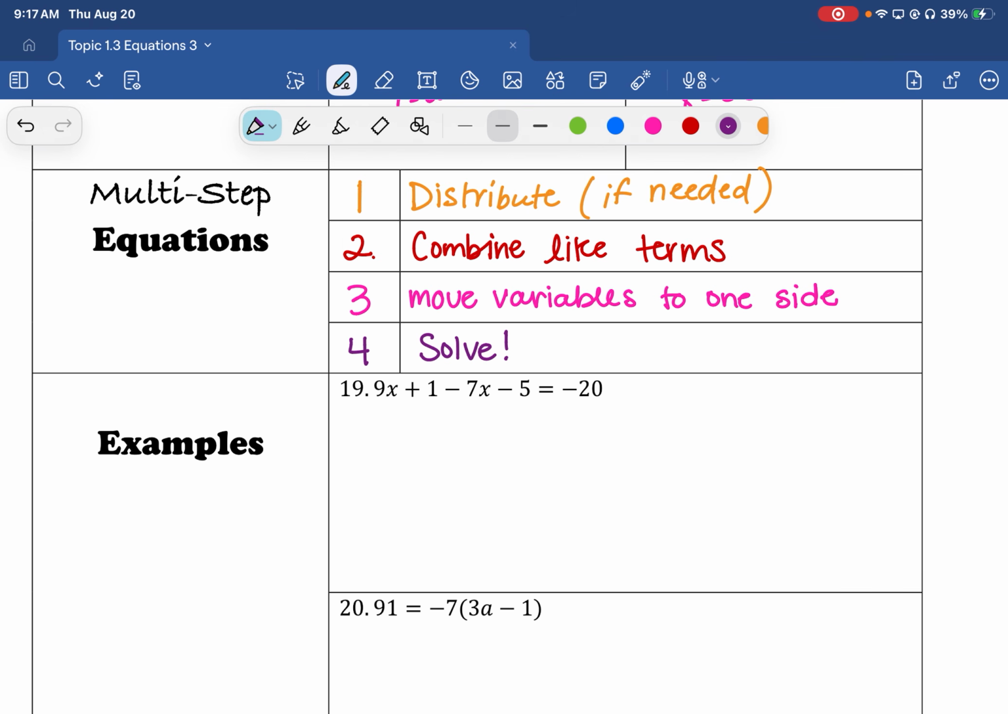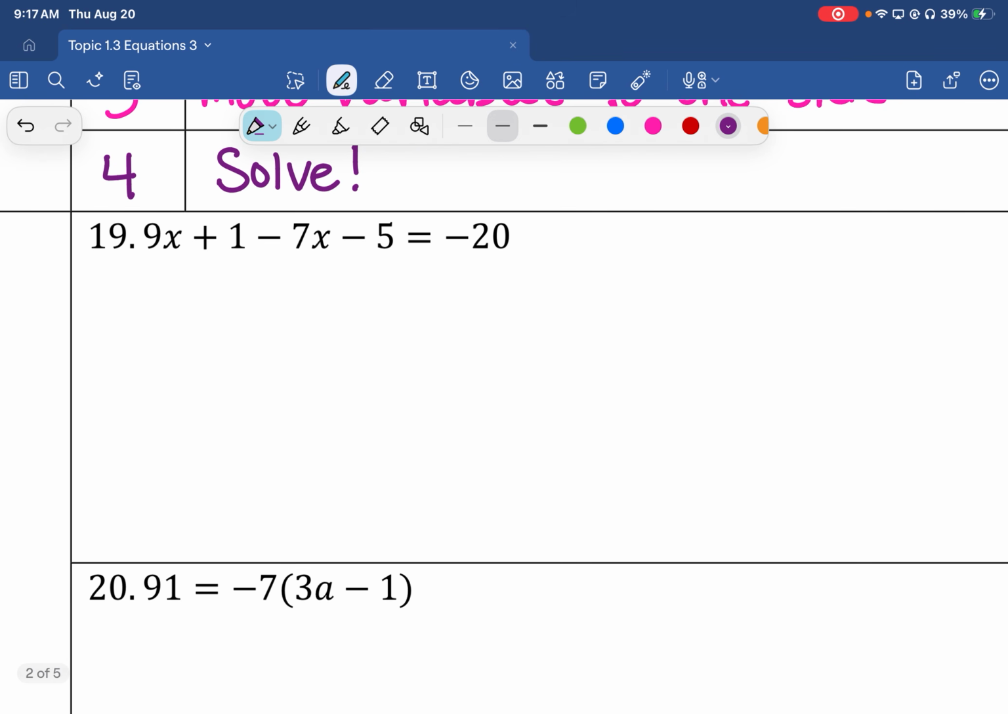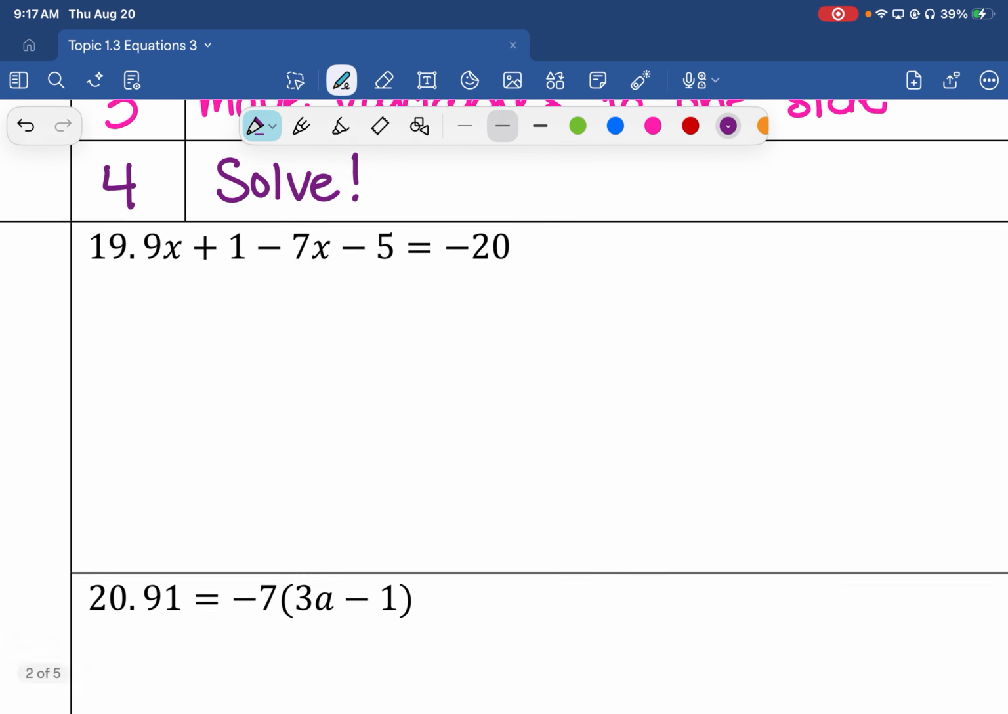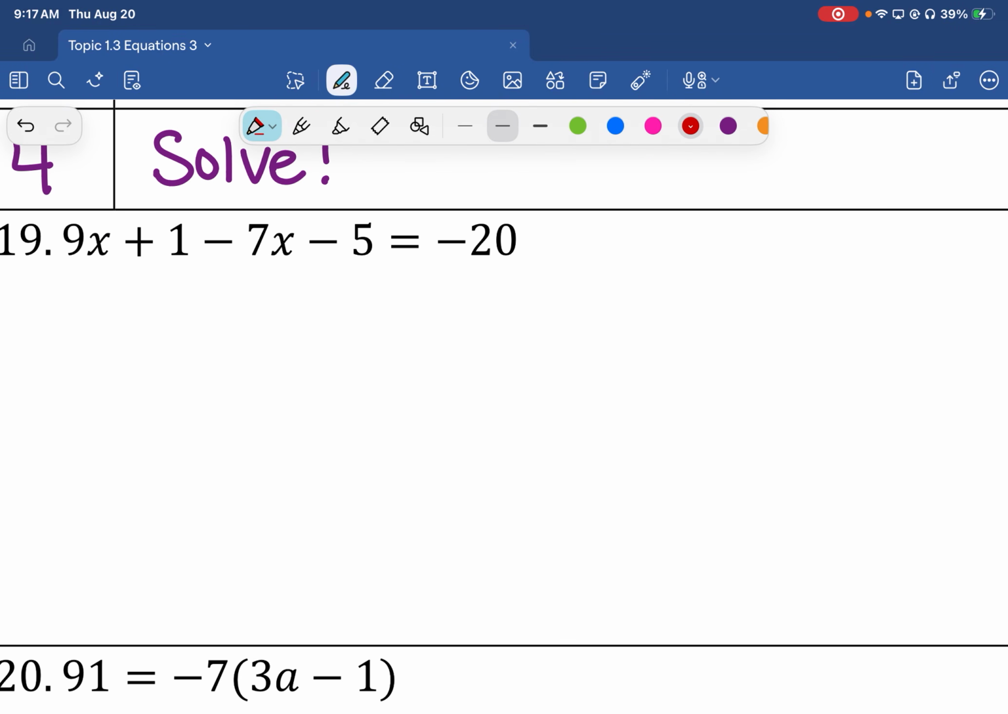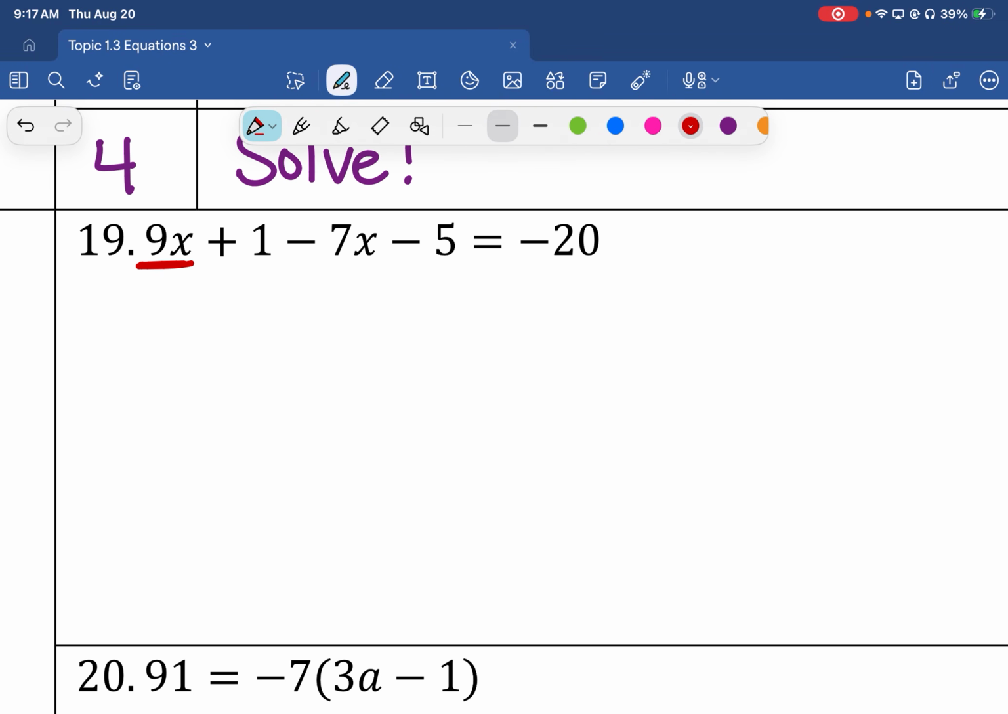We're going to look at number 19 together. Okay, for number 19, do I have anything in this problem I need to distribute? No. So do I have any like terms I need to combine? Yes. What are our like terms we need to combine? 9x and negative 7x. So 9x minus 7x is what? 2x. Is there any other like terms we need to combine? Yeah. 1 and minus 5. What do 1 and negative 5 give us? Negative 4.